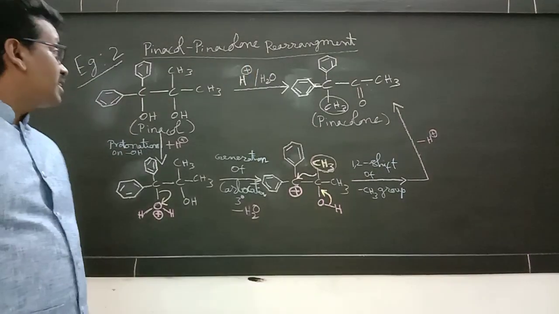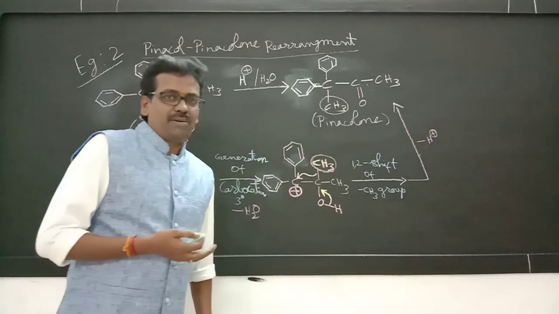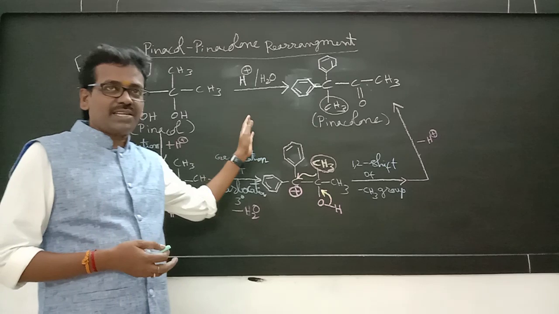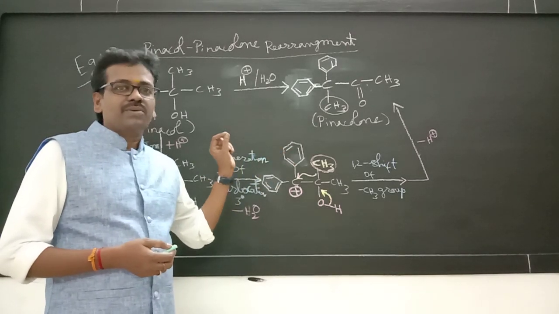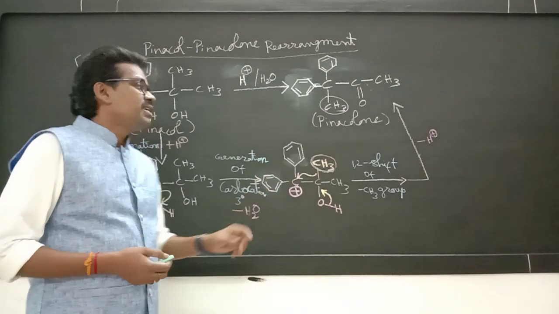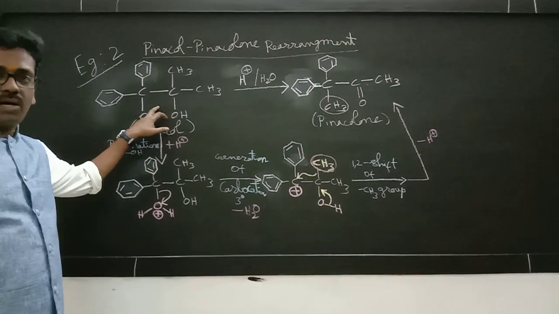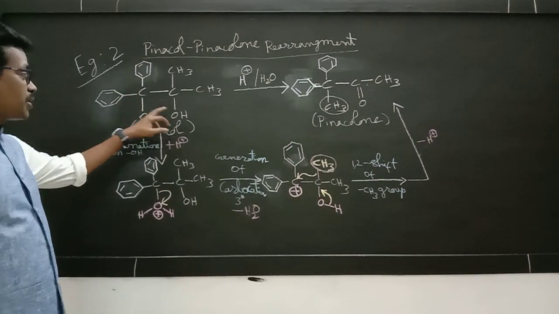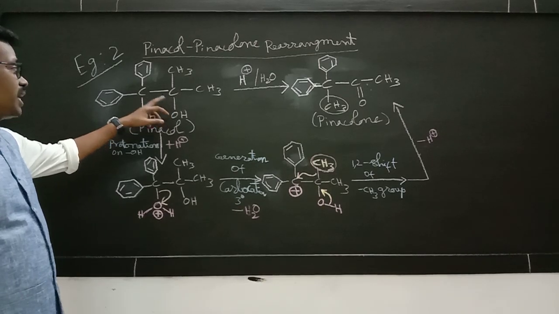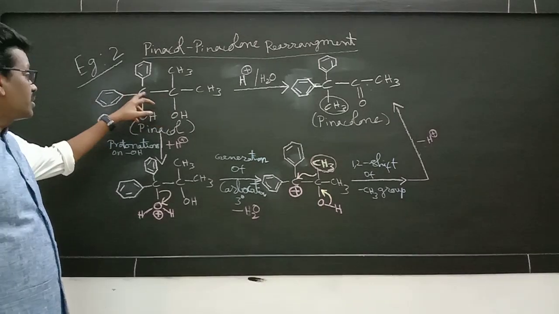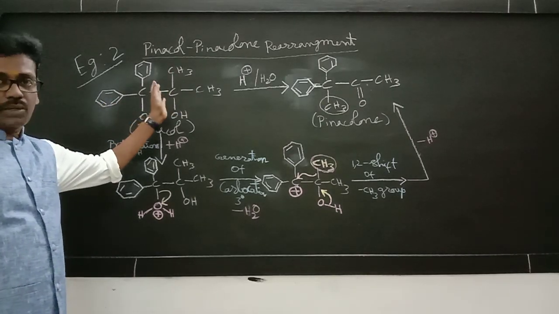Hi everybody. Now let me show the second example for the same Pinacol-pinacolone rearrangement with some specification of the formation of a stable carbocation. Now you look at this starting material. Here also we have a typical 1,2 dihydroxy Pinacol molecule, but this one is unsymmetrical because the first carbon contains 2 phenyl groups and the second carbon contains 2 methyl groups.